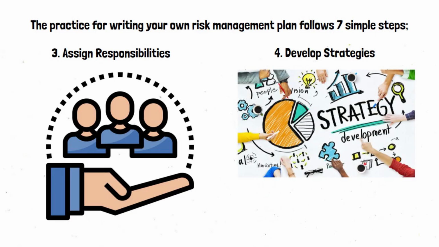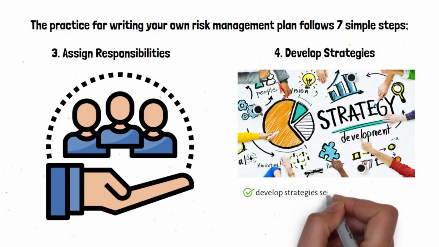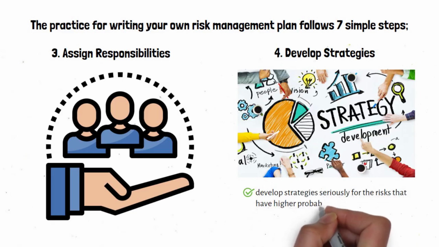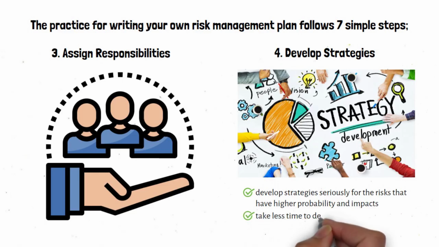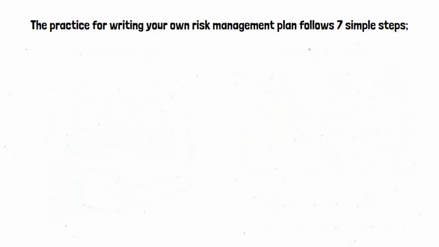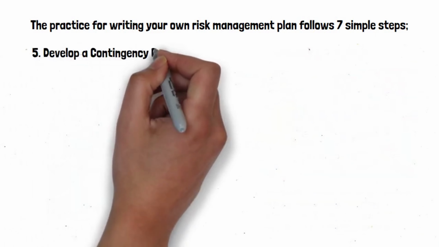While writing a project risk management plan, bear in mind the significance of each risk. You should develop strategies seriously for the risks that have higher probability and impacts. On the other hand, you can take less time to develop strategies for the risks that have a low impact and probability.